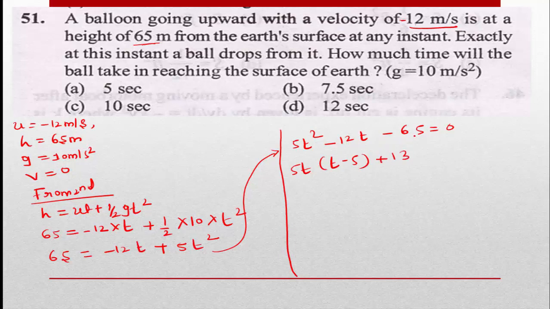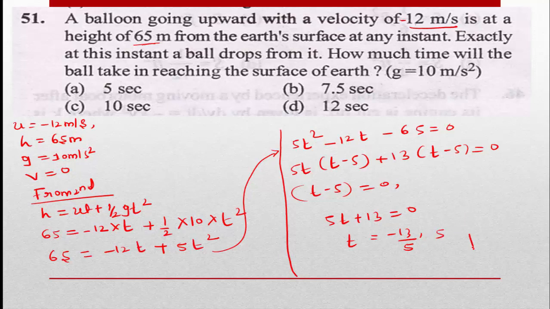5 into 10 is 50 and 5 into 12 is 60, and 5 into 13 is 65. So 13 into t minus 5 is 0. Here t minus 5 equal to 0, and 5t plus 13 equal to 0. Then t is equal to minus 13 divided by 5, comma 5.